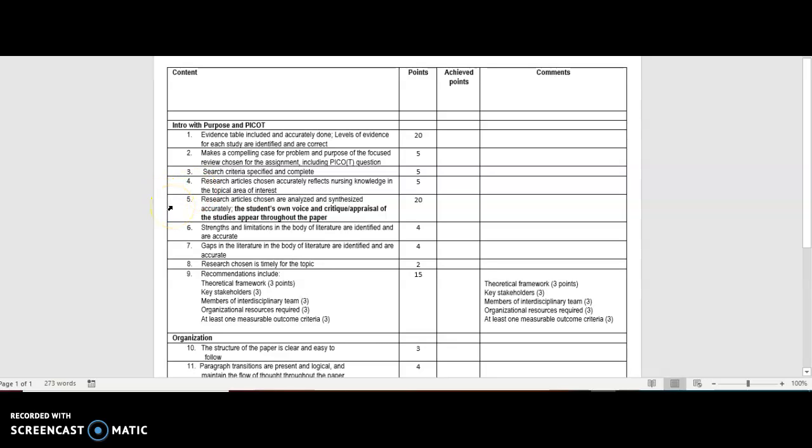Then you're going to notice that the next big area that has a lot of points is that synthesis of the research. And you'll notice here in bold, the student's own voice and critique appraisal of the studies appear throughout the paper. So I'm going to go through the sample paper and show you what we mean by this. Also, you're going to need to include strengths and limitations, gaps, that the research chosen is timely for the topic.